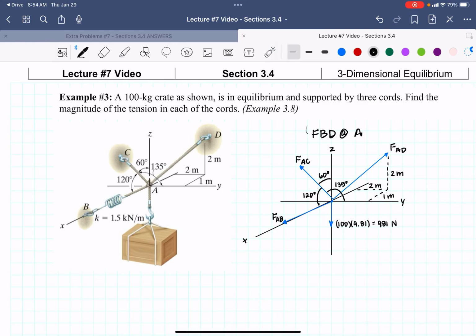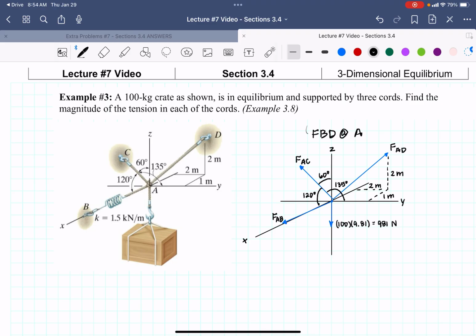This is example number 3 in lecture number 7 on 3D equilibrium. I've already started this problem by drawing the free body diagram, which looks very similar to the picture. I just wanted to do that to cut down time, but you should be drawing your own free body diagrams because in a test I would expect you to do your own free body diagrams.